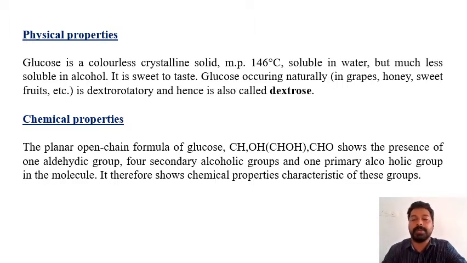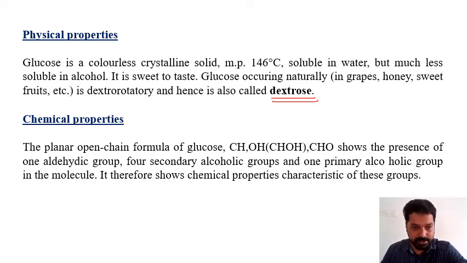I told you there are two optical isomers, which can rotate plane polarized light to the left as well as to the right. Since it rotates clockwise, it is called dextrorotatory. So glucose is dextrorotatory, otherwise called dextrose. It is very important to remember that glucose is dextrose. I am giving lots of synonyms for glucose: it is dextrose, it is a hexose, it is an aldose, based on these properties and its chemical structure.